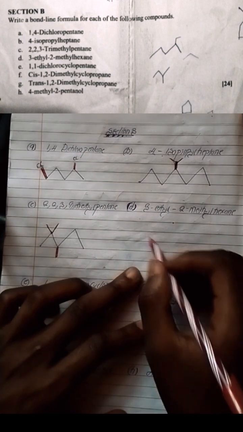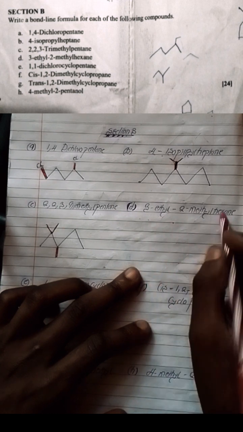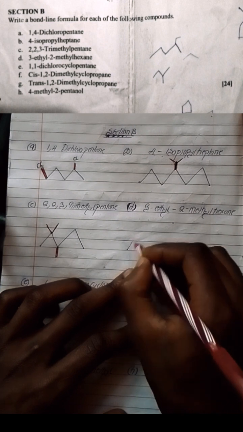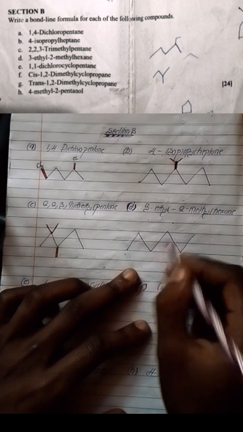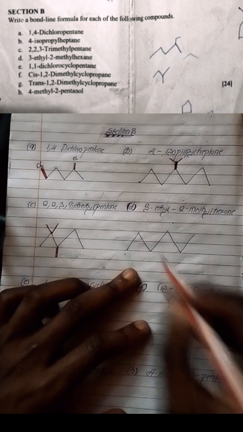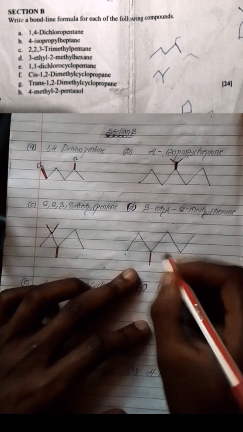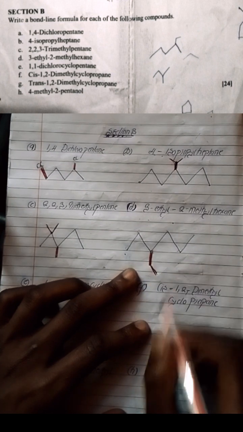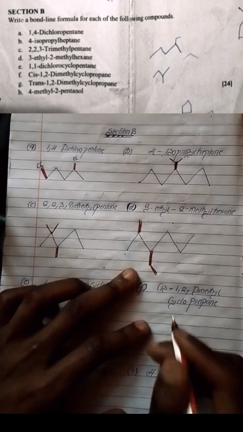Okay, so the next one, 3-ethyl-2-methylhexane. So hexane is the first thing I'll consider. So 1, 2, 3, 4, 5, 6. The hexane part is done. Then the attachments. At position 3, there's an ethyl group. And then at position 2, there is a methyl group. The structure is drawn.